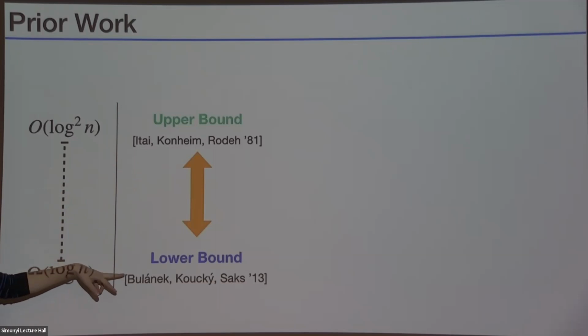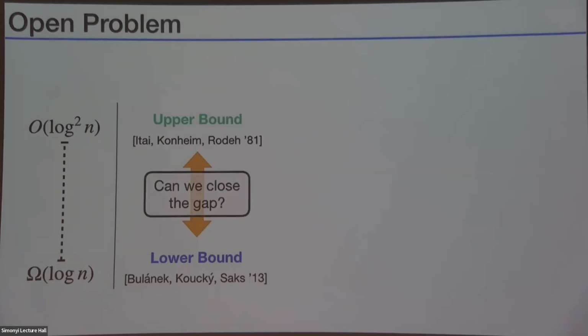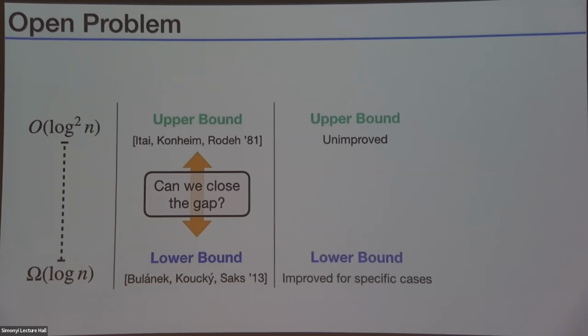From the lower bound side, it's also known from 2013 by Bulánek, Koucký, and Saks that you can get a log n lower bound. And so the question that we're asking here is, can we close this gap? What is the correct answer between log n and log² n? So from the upper bound side, in the 40-ish years since this problem was originally introduced and the upper bound was proved, it has remained unimproved. And from the lower bound side, there have been some results for specific cases.